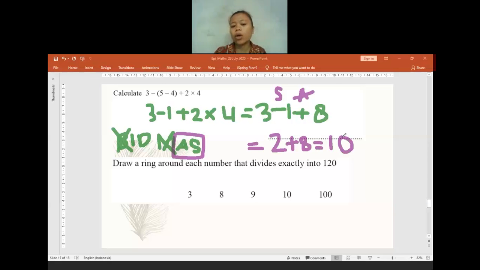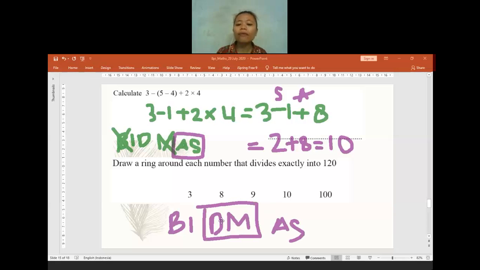Is there anyone who is confused? Later, for the other part of BIDMAS, we have division and multiplication. Division and multiplication are on the same level. Whatever comes first, you do first. It doesn't mean that because D is the first letter, I have to finish all of the division and then multiplication later. No, it depends on which operation comes first because they are on the same level. Is there anyone having confusion?